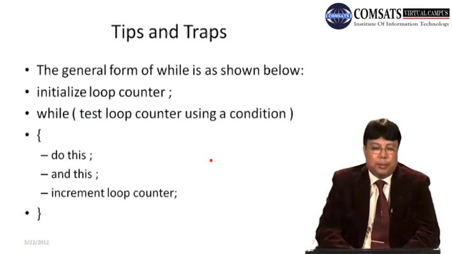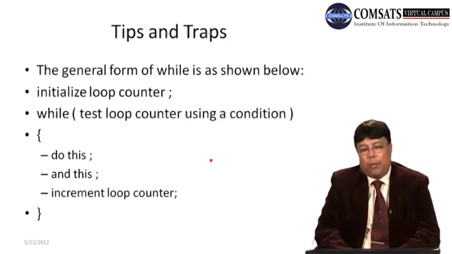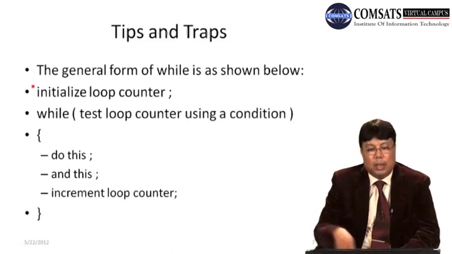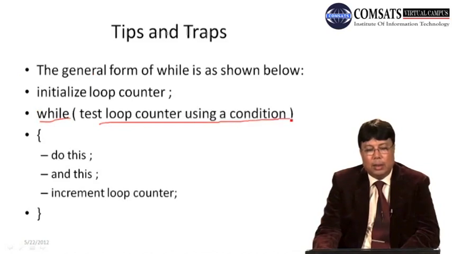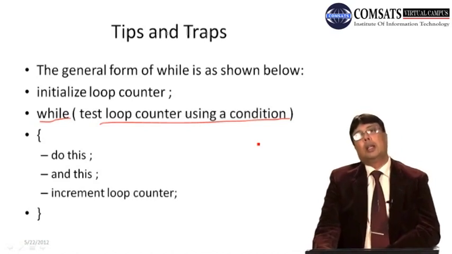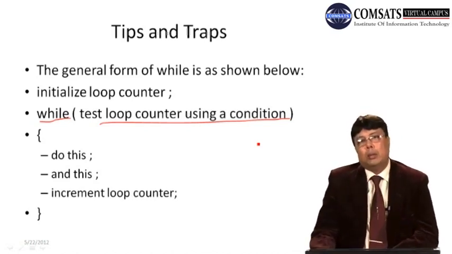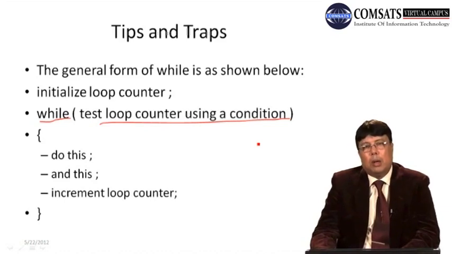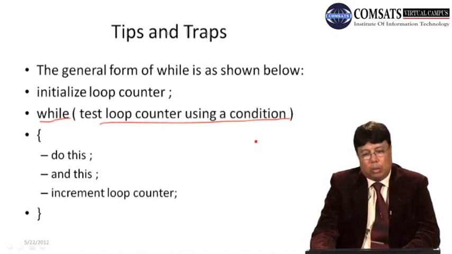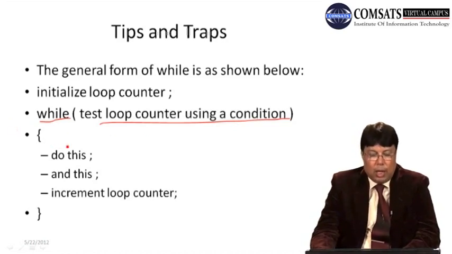So what are the tips? It is the general form of while. Again, it has three components: initialization of the loop counter, then the test, which is with the keyword while, testing the loop counter using a condition. आप इसमें ऑपरेटर यूज कर सकते हैं और कोई सा भी ऑपरेटर. Usually we use a relational operator, but you can use a logical operator also in the test. If the test results true, then and only then it will execute the body of the loop.